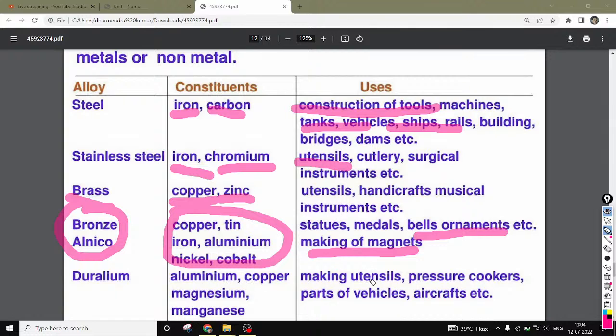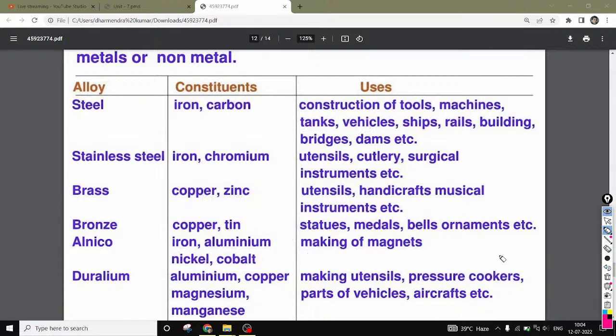Next we have duralumin. Duralumin is made up of a mixture of aluminium, copper, magnesium, and manganese, right? And this is used for making utensils, right? Different utensils which are used in our kitchens and pressure cookers, parts of vehicles, right? Like motor cars or any heavy vehicles and aircraft, etc. So all these are some uses of the different alloys, right? And they can be made up of different constituents, right? So I think you have clearly understood these things.